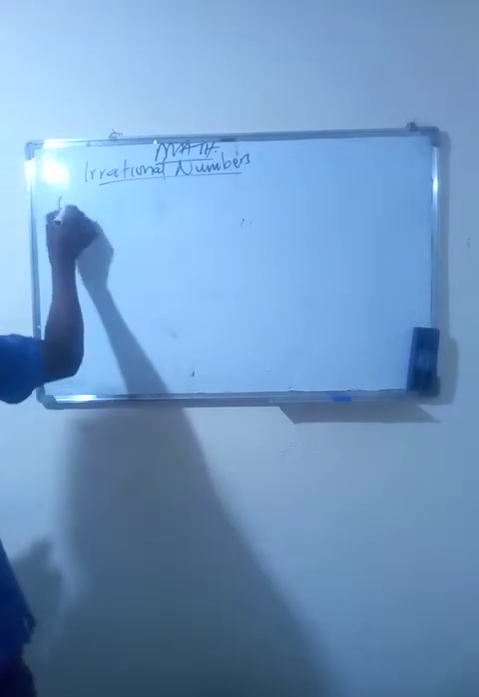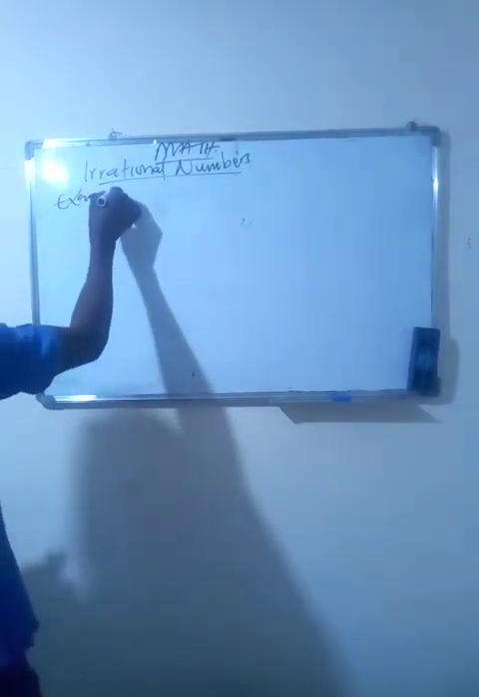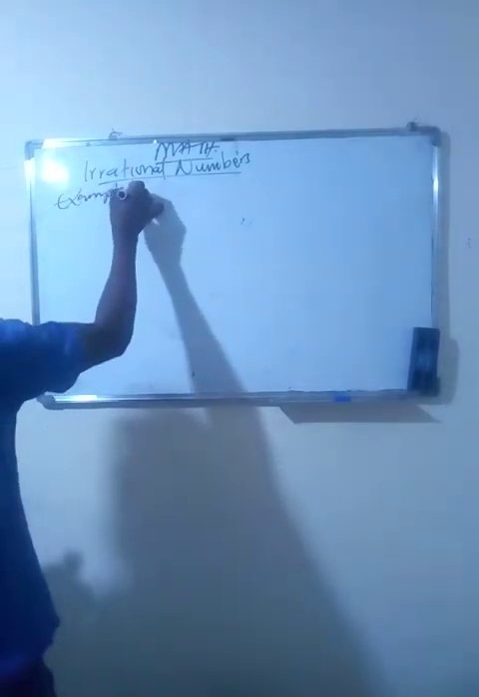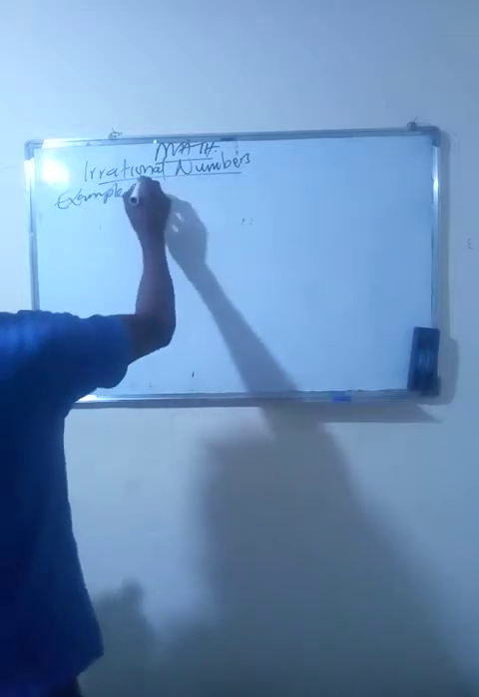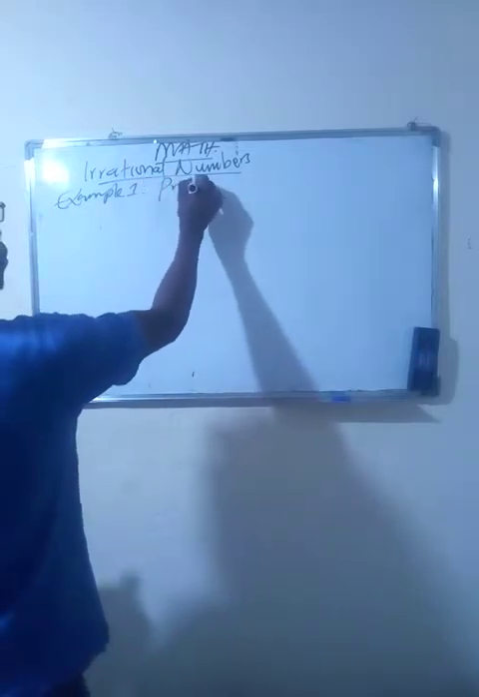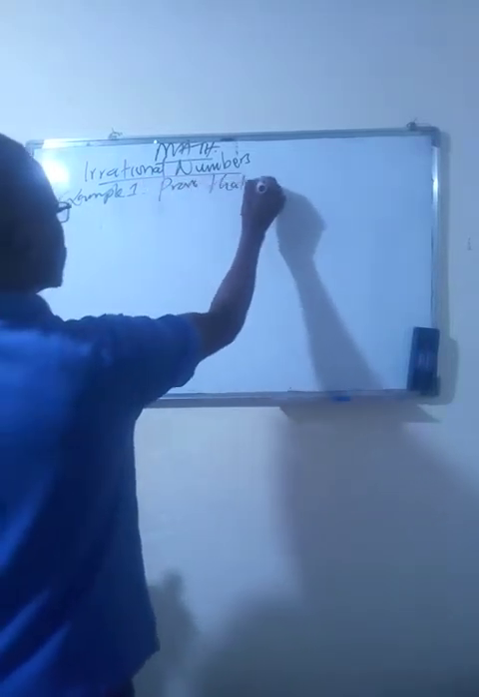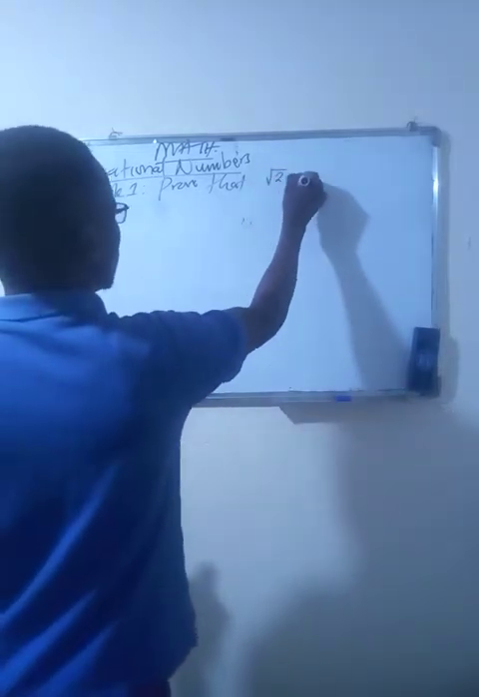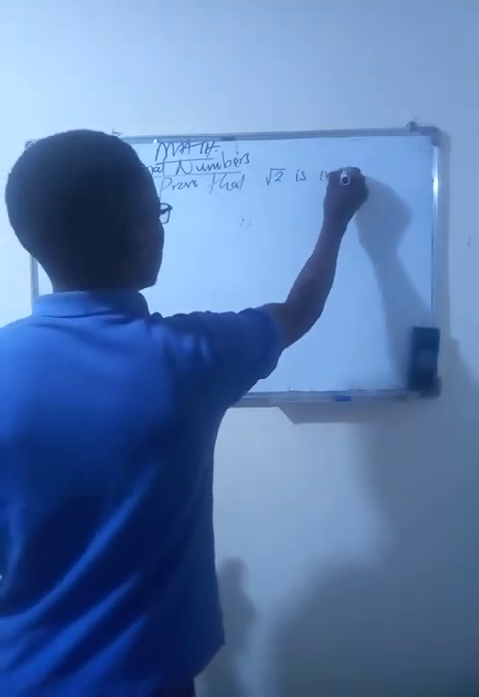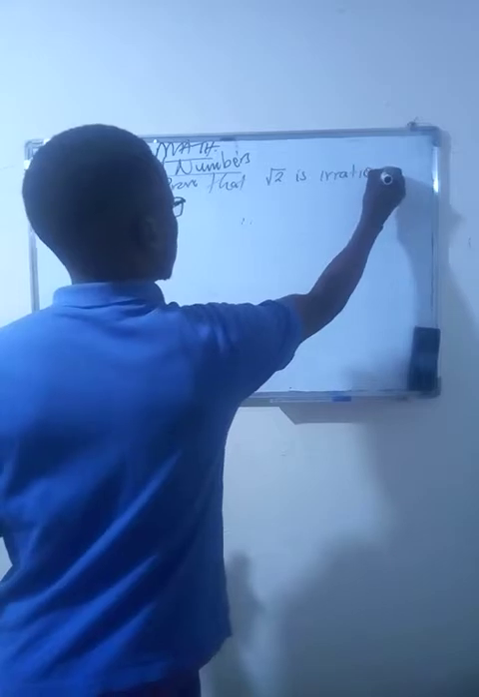So you say example 1. Prove that root of 2 is irrational. Okay. So we prove that root of 2 is irrational. We want to prove that root of 2 is not a rational number.